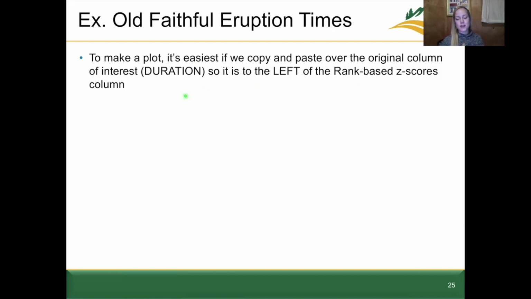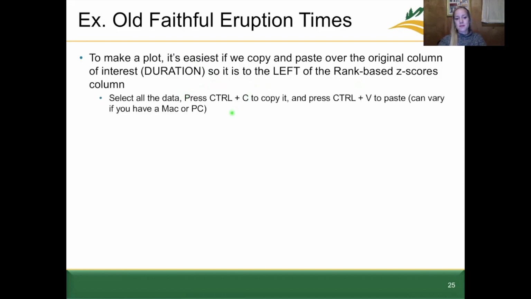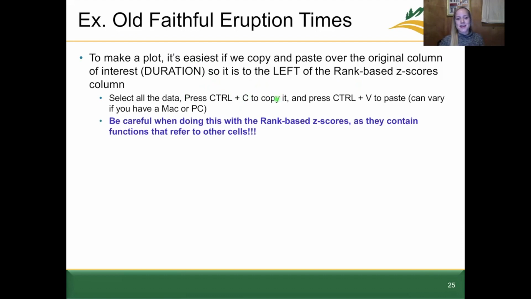To copy and paste, you want to select all the data that you want to copy and paste. Depending on if you have a Mac or a PC, you'll type Control-C to copy and Control-V to paste, or some slight variation if you have a Mac or a PC. But don't go too fast with this because there's one other really important point here. We need to be extremely careful when we're doing this with the rank-based z-scores because there's formulas embedded within those cells. So to do this, we would highlight our rank-based z-scores by clicking and dragging, then click copy. Then when we're going to click paste, we need to do something special here.